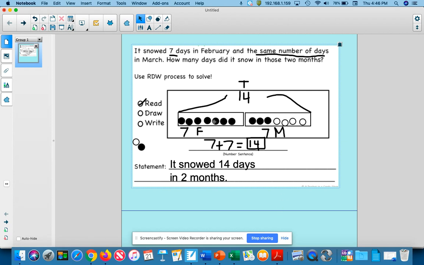So really when you're working on these, think about the tape diagram, think about your labels, think about your number sentence, and also think about your statement, okay? And you can also use this as a nice checklist. We did our drawing and then we finally did our writing.